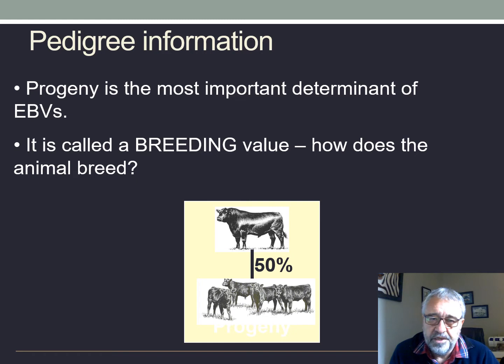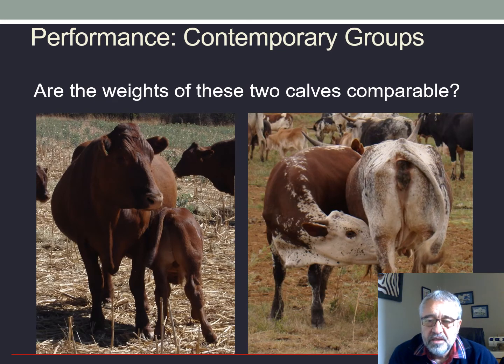And we call it a breeding value because how does the animal breed? Does it breed better or worse than other animals, other parents? Obviously it can be a one-on-one between two bulls, but more importantly, amongst all the bulls that may be available in a breed for breeding purposes. This brings us to a very, very important concept, the concept of a contemporary group.